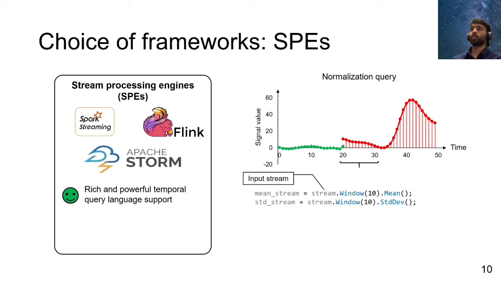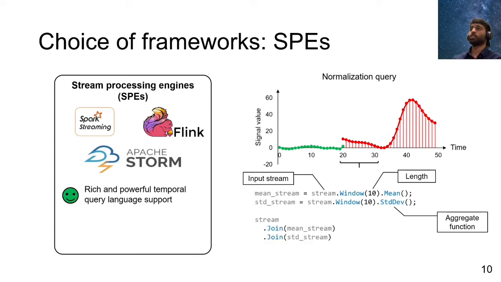First, on the input stream, we define a window of size, say, 10, and then compute two aggregate functions, mean and standard deviation. Then join these derived aggregate streams back to the original input stream and update the signal values using a select operation. As you can see in this example, stream processing engines provide these simple yet powerful primitive temporal operations, which can be composed together to build more complex stream processing queries.